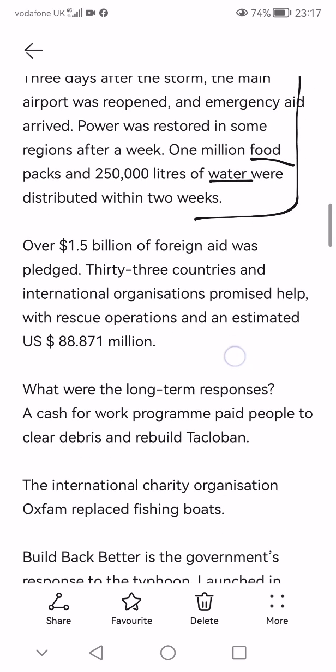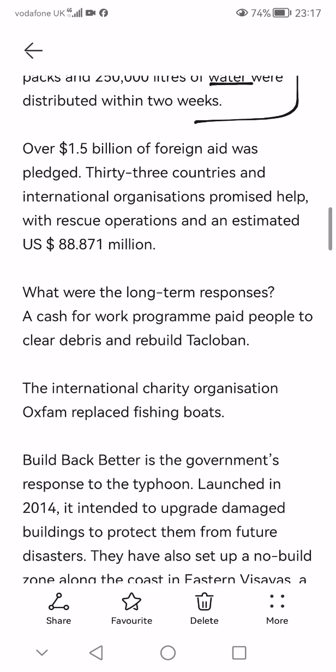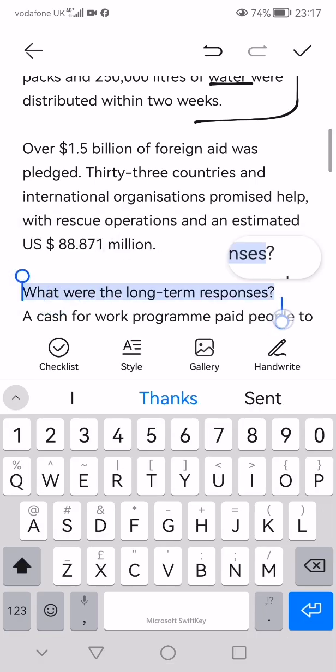You also had lots of aid from other countries, and that came normally to about 88.87 million in terms of promised help from third-party charities, things like that. Now, the key bits here, just to finish off with, are the longer-term responses.